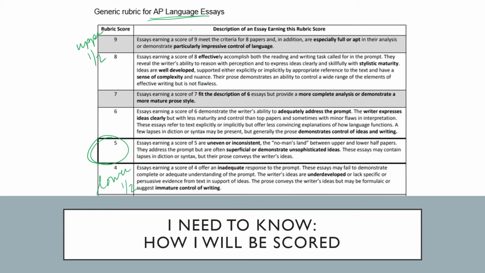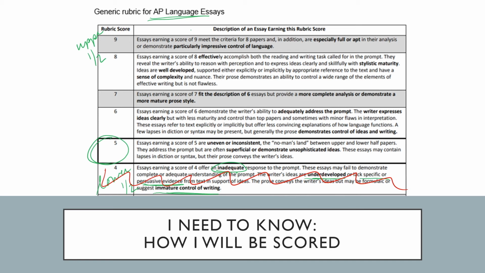Now, let's also take a look. I barely included any of the descriptions for a lower half essay because that's not what we want to focus on. They do an inadequate job. They show immature writing. You have some support, but it's underdeveloped. You might not have specific or persuasive evidence. So really, let's just find the old red pen and cross that out. Score point 4 is what we want to avoid, and certainly scores 3, 2, and 1 just compound the problems that we see in a 4.